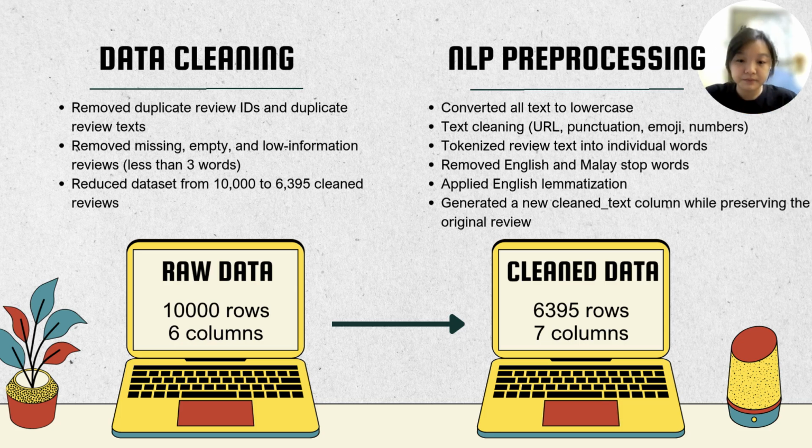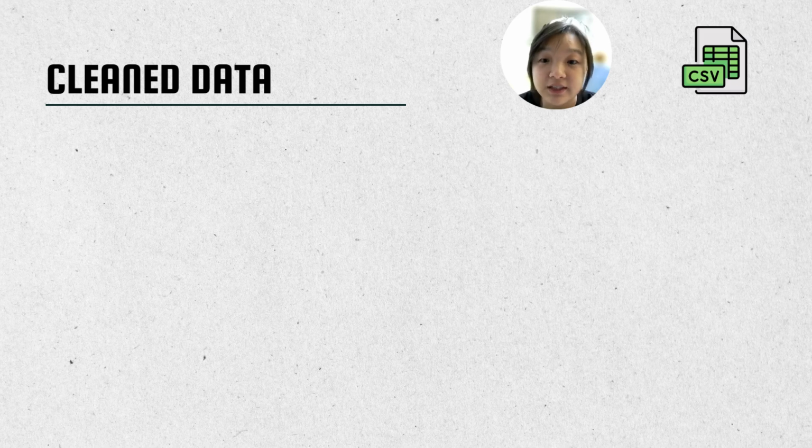This is the final clean dataset that we get, and from the table here we can see that columns 1 until 6 are the same as the raw data we got in the first stage, and column 7, clean text, is the newly generated column, which represents the review after the NLP pre-processing. The clean data consists of 7 attributes, and this is what we get from this stage.